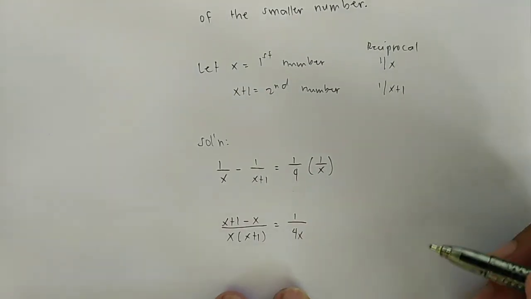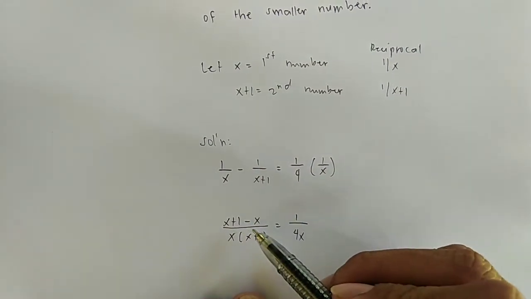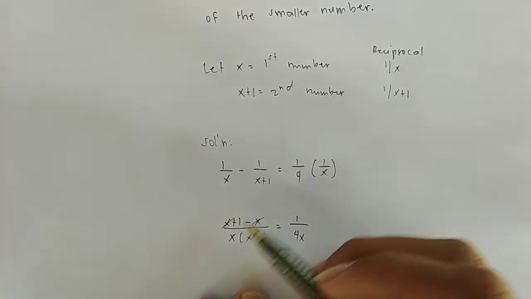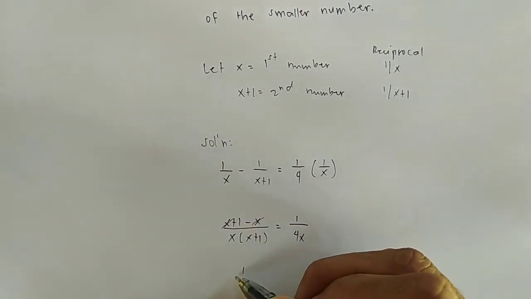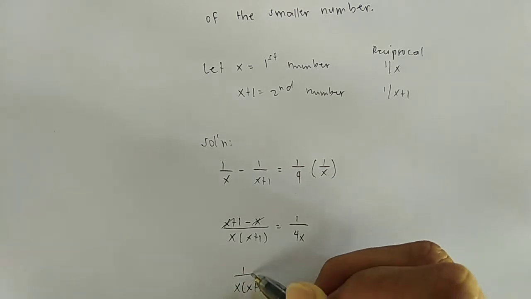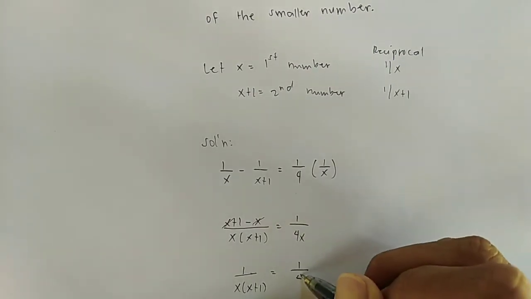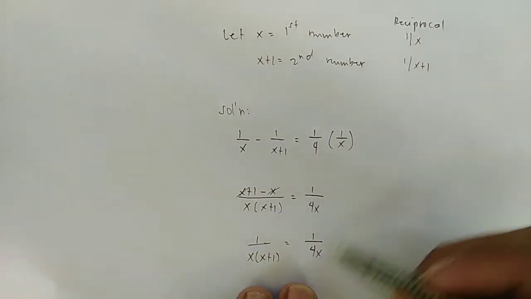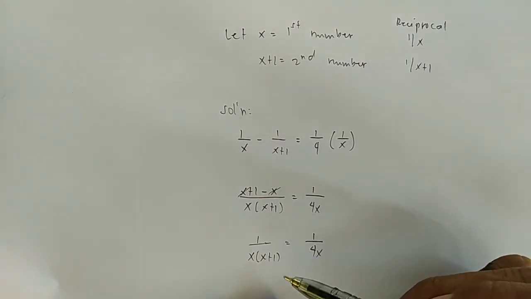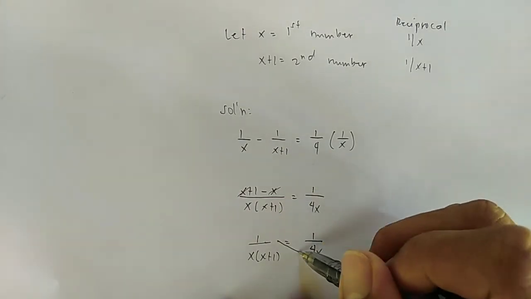Then afterwards, simplify further. So we have here x plus 1 minus x, so the x variable will be cancelled out. So the remaining term in the numerator in the left side will be 1. Then copy the denominator, which is x times the quantity of x plus 1, then all over 4x. So with this form of equation, we have to cross multiply this one to find the value of x. So we have to cross multiply.